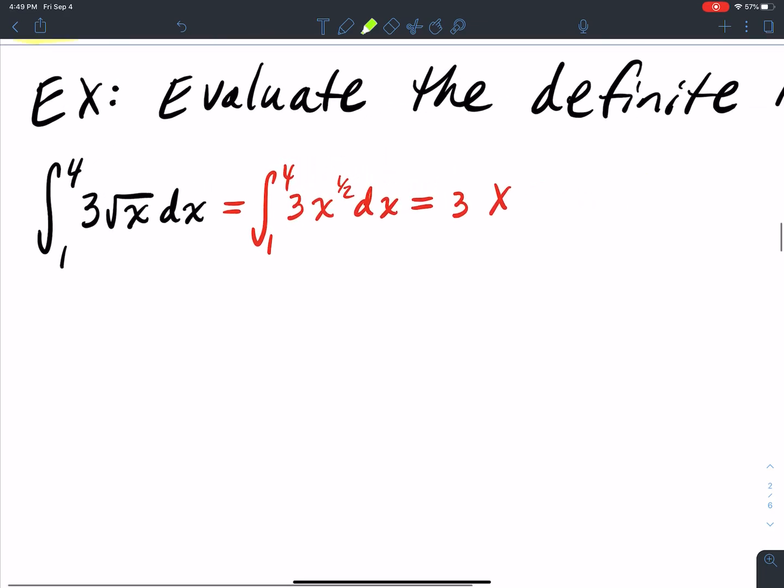Remember, whenever I'm integrating, I add 1 to the exponent. So I add 1 to 1/2, I get 3/2. And then I divide by that number, 3/2. And I want to evaluate from 1 to 4. Okay, so that's what that bar tells me.